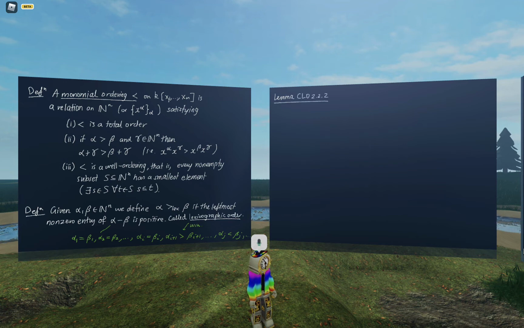Well, we haven't proven that this is a monomial order. That's a definition. It's easy to see that it's transitive and total, but I need to prove these two other conditions, 2 and 3. 2 is clear, I'll prove it in a second. 3, however, why should every subset have a smallest element under this order? Maybe take a minute to think about it.